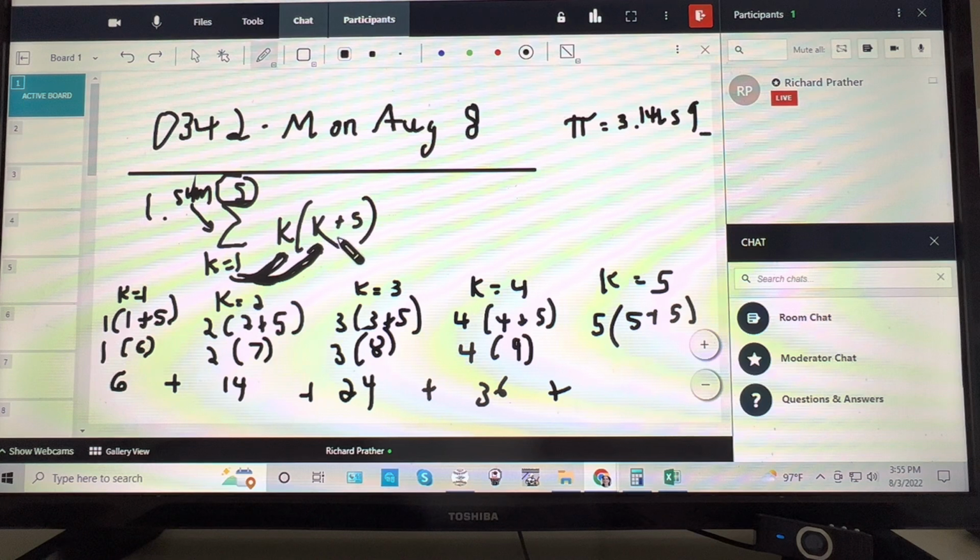So it's just a coincidence that this 5 matches that 5. They don't have to match each other. But 5 times 5 plus 5 is 10. 10 times 5 is 50. So whatever these 5 bottom answers add up to, that's the final answer.